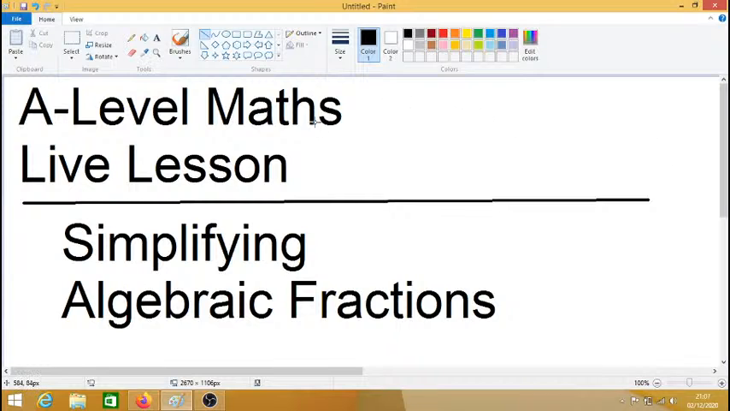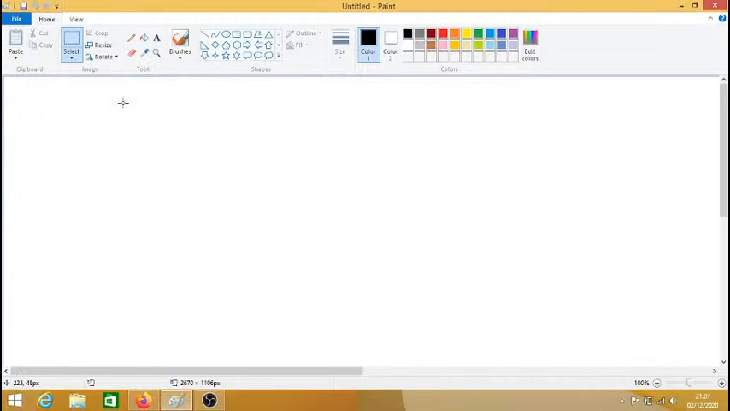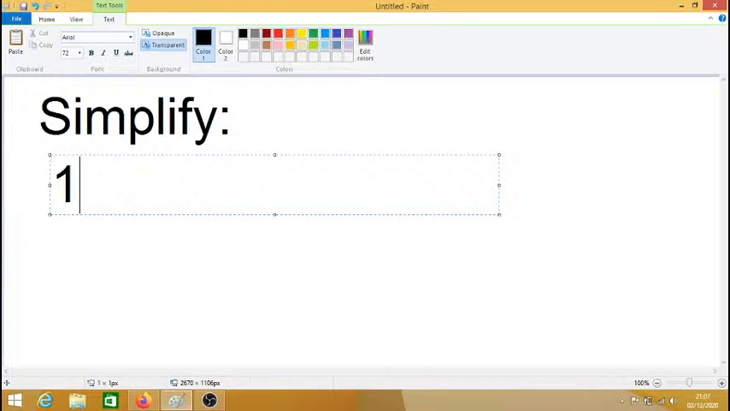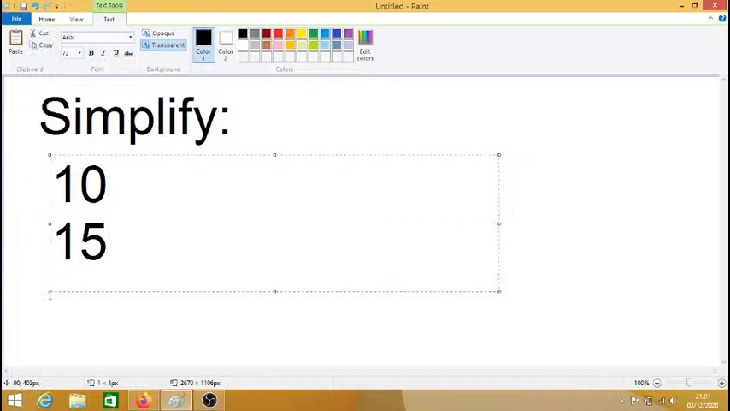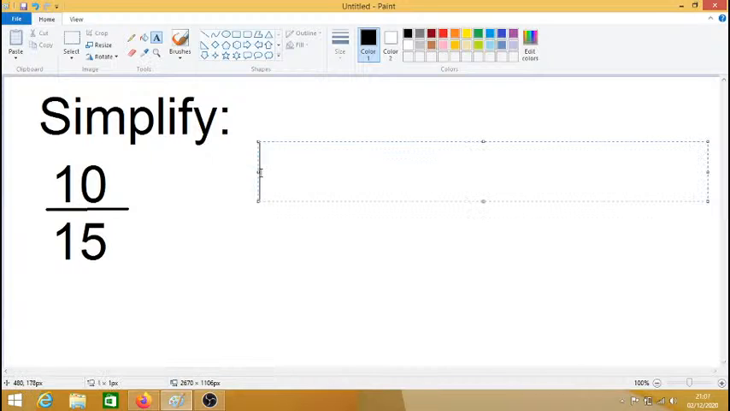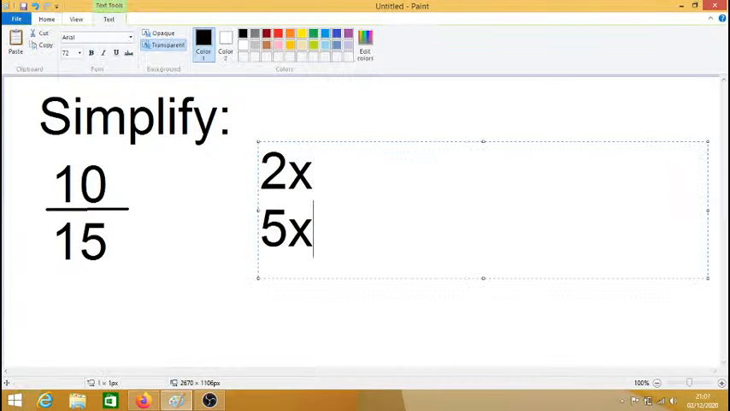Welcome to A-Level Maths live lesson. Today we're looking at simplifying algebraic fractions. Just a very simple one for you to have a go at. We want you to try and simplify 10 over 15. And then once you've done that, simplify a slightly harder one, but very easy: 2x over 5x.